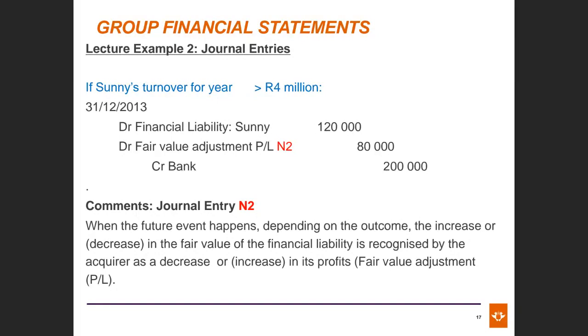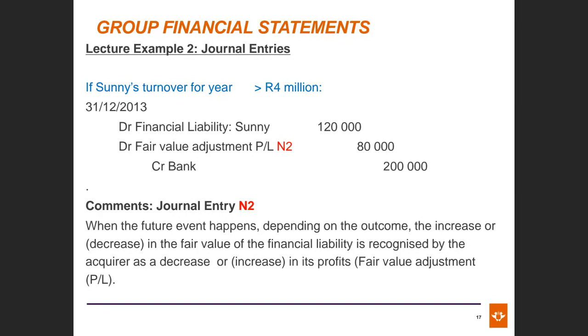So we need to then say, okay, well now we actually need to pay this amount. So previously we credited the financial liability account to raise the financial liability. So now we're going to get rid of that liability because we're actually paying that liability. So we're going to go debit financial liability, Sunny, of 120,000 Rand. But then we also need to recognize that the actual amount paid here is going to be 200,000 Rand. So there's actually going to be a fair value adjustment of 80,000 Rand that needs to be recorded.